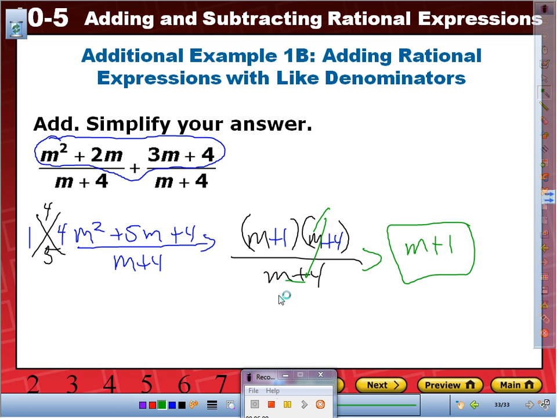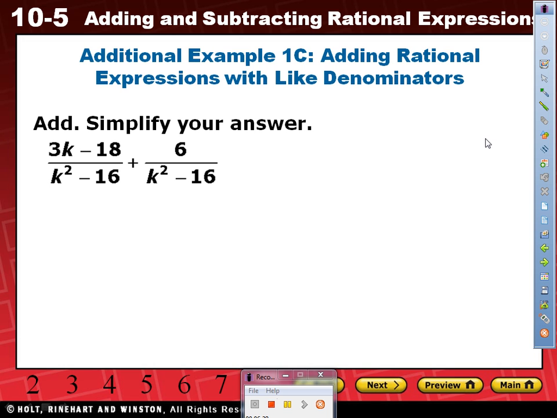Example 1C. Okay, here we go. All right. Add 3k minus 18 over k squared minus 16 plus 6 over k squared minus 16. See if you can do that one by yourself. Go.